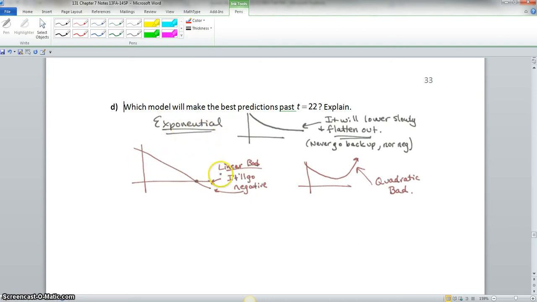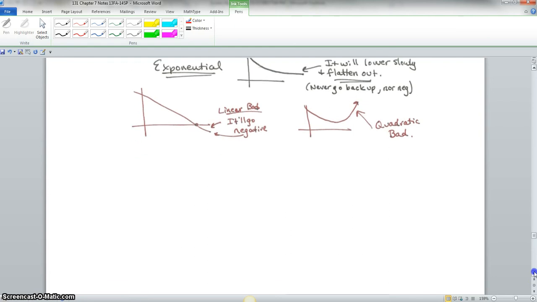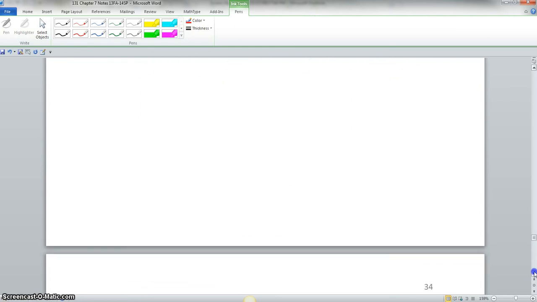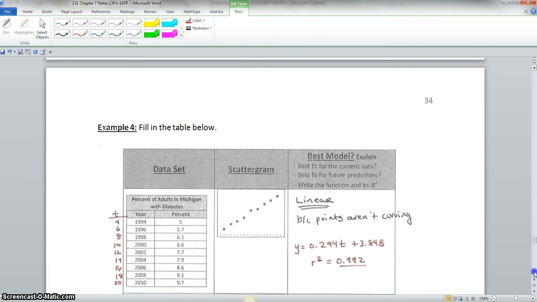But here, if you do t is equal to 22, the linear would be bad because it'll go negative, and the quadratic would be bad because it will go back up. So that's why it should be exponential. Okay, now we need to scroll on to the next page where we have to fill in the table below.